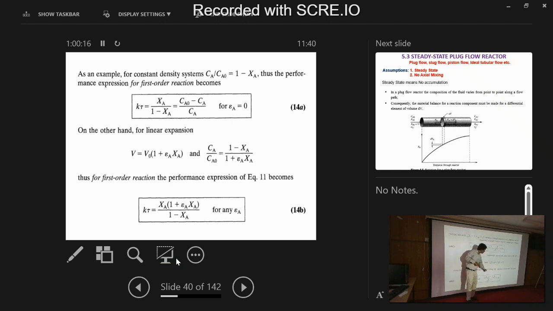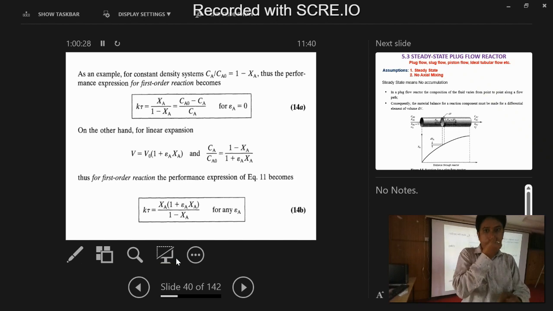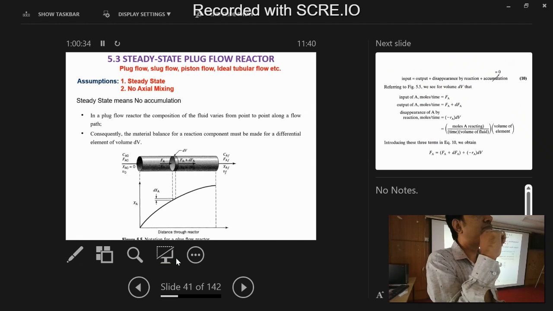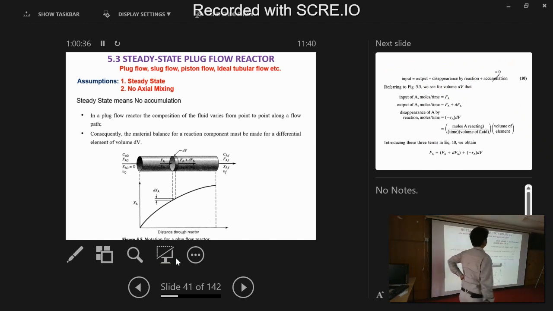Similarly, maybe for the first order expression for variable volume, that means you replace V as V_0 into 1 plus epsilon X. The next most important is the plug flow reactor. The two assumptions are steady state and no axial mixing. I already told you there will not be any axial mixing. And you see, there is no well mixed condition here.